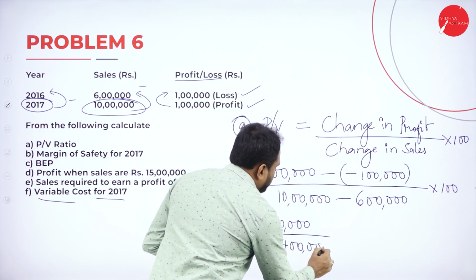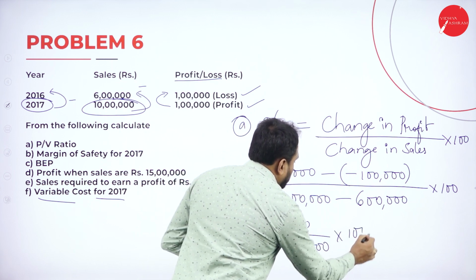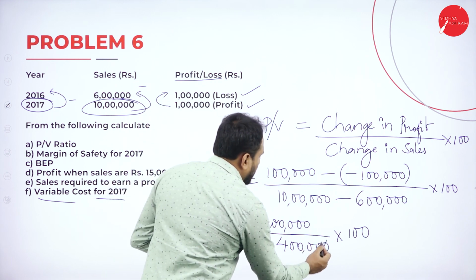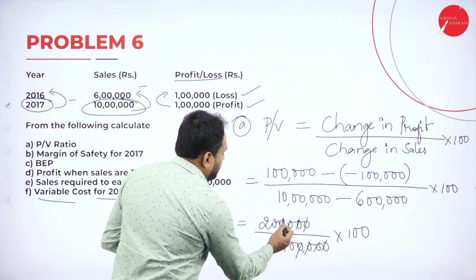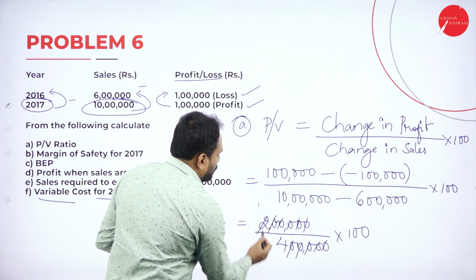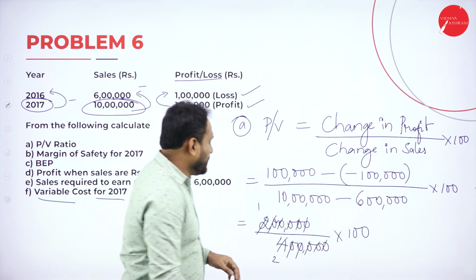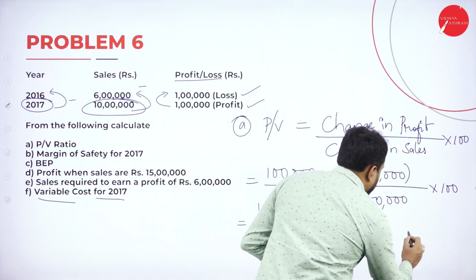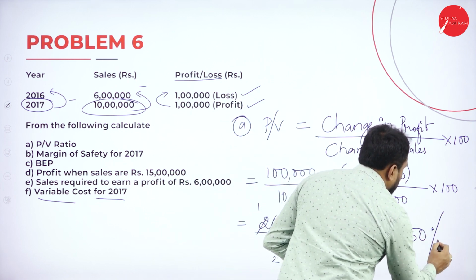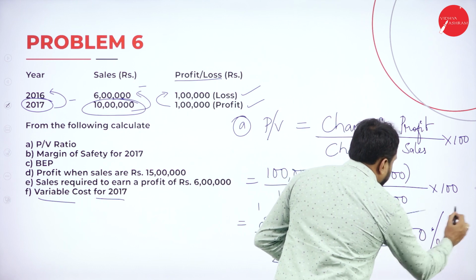4 lakh into 100. So if you go with this, 1, 2, 3, 4, 1, 2, 3, 4. Here done. So 2 ones are 2, twos are. So here 100 divided by 2 is how much? It is 50. So it is equal to 50%. So this is my PV.